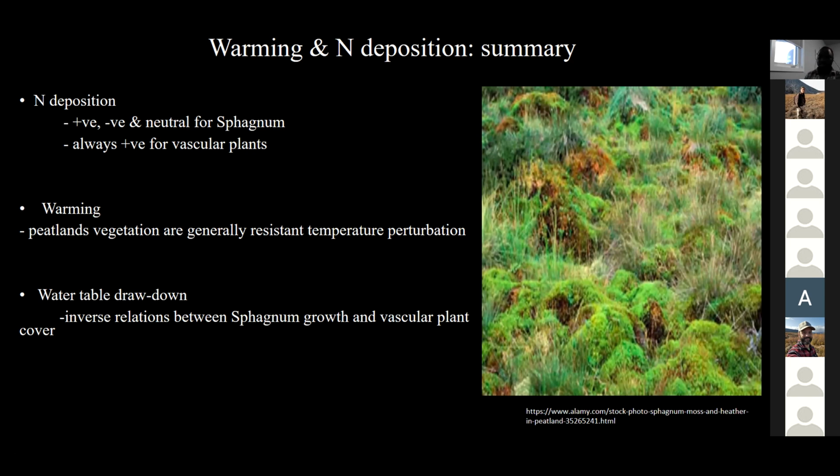Now, moisture appears to be the most important factor driving vegetation in this system, and there's an inverse relationship between how sphagnum and vascular plants respond to water table drawdown. With a high water table, sphagnum tends to expand compared to vascular plants. When the water table is low, vascular plants tend to expand their colonization.